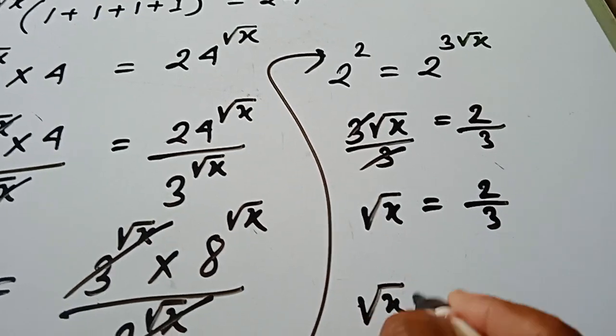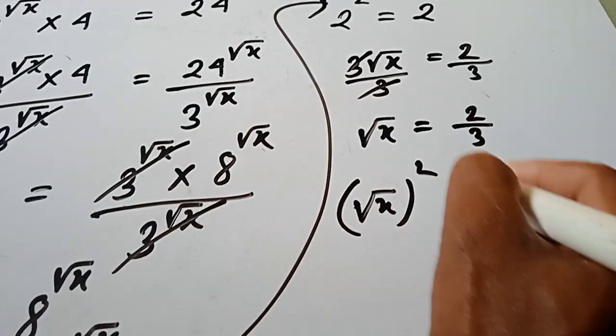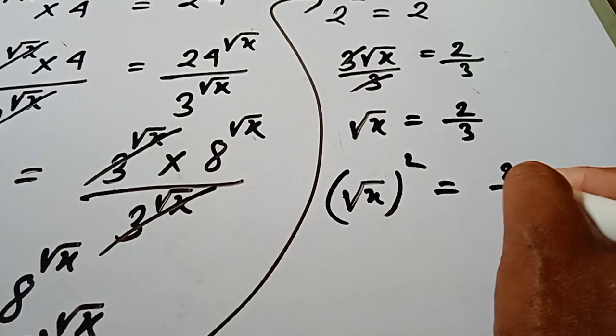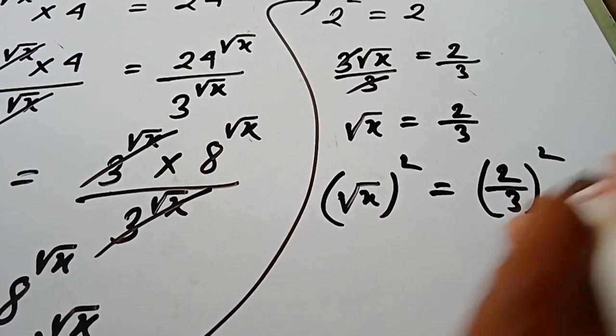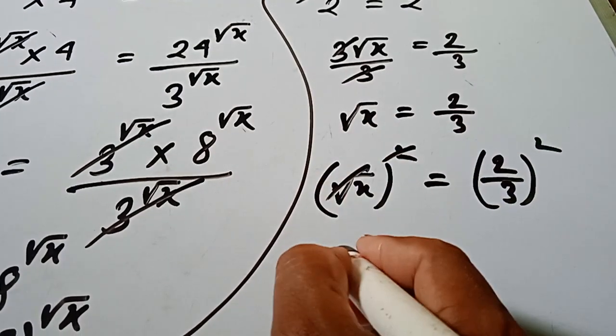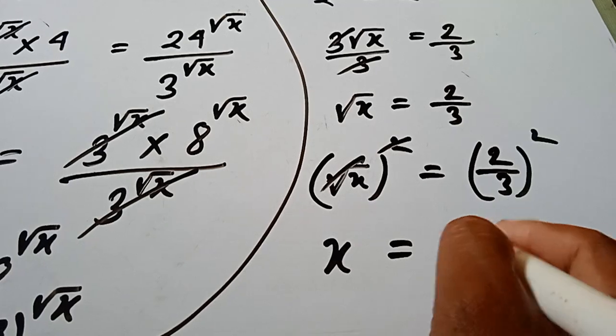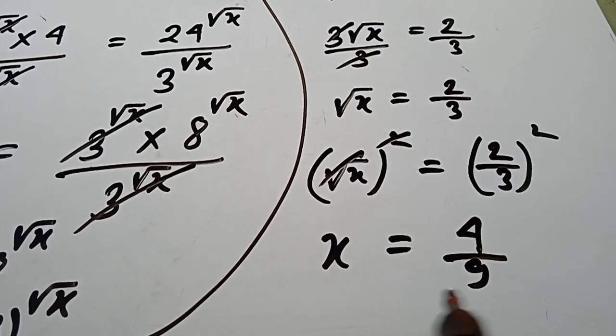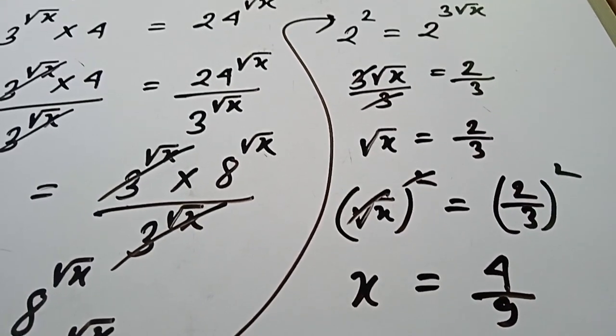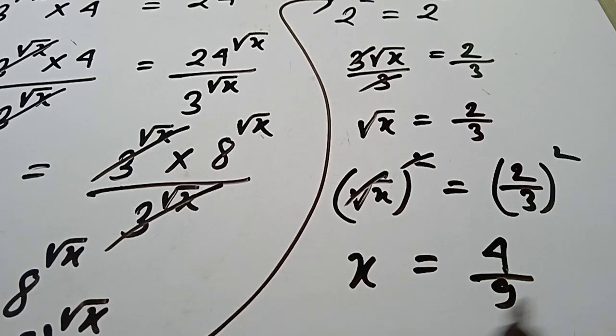Then for √x, we take the square of both sides. Then (2 over 3) squared. So here the square root cancels, and x is equal to 4 over 9. So the value of x in this problem is x equals 4 over 9.